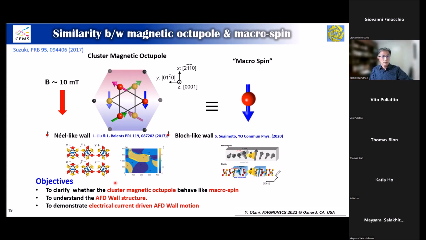Our objective is, first, to clarify whether the cluster magnetic octupole behaves like a macro spin. We already see some evidence, and we wanted to see whether this is really true in this sample. Second, to understand the antiferromagnetic domain wall structure: how does it look? And thirdly, we'd like to demonstrate electric current driven antiferromagnetic domain wall motion. That is what we are aiming at.